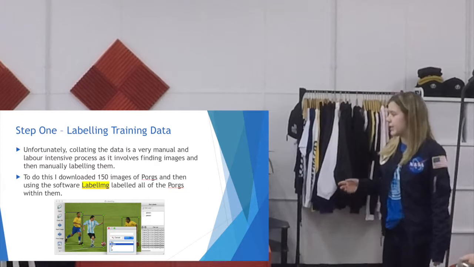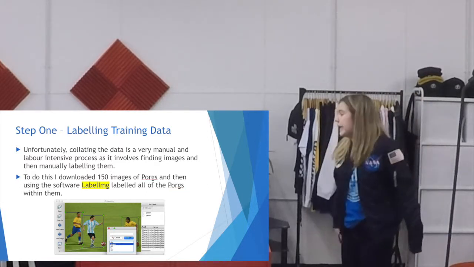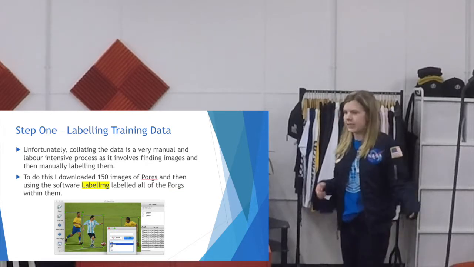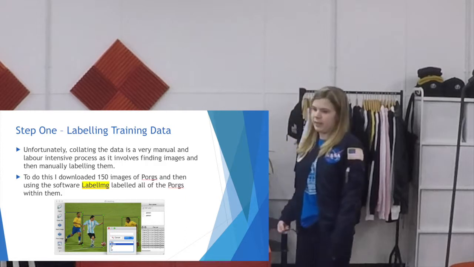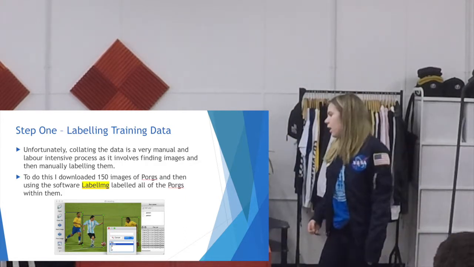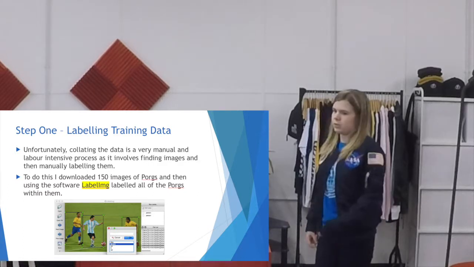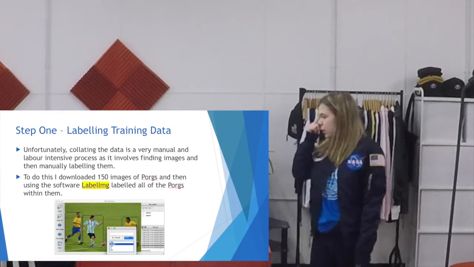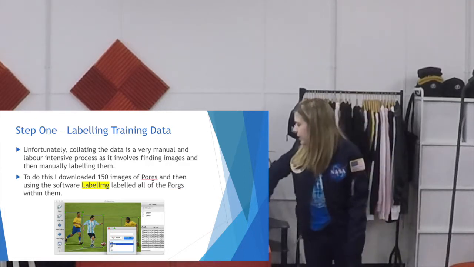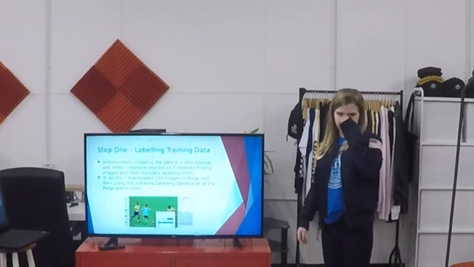Step one in the process is labelling training data. Unfortunately, collating the data is quite a manual process. I decided to do it manually through Google Images. It does involve labelling data as well. Because I was only building a very basic model, I only collected 150 images of porgs and then used the LabelImg software to label them all manually, which took about 2 to 3 hours to do.